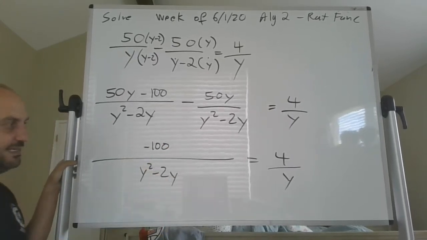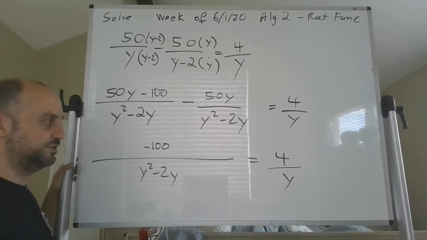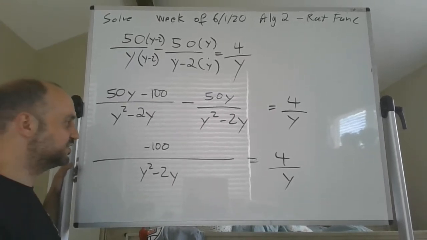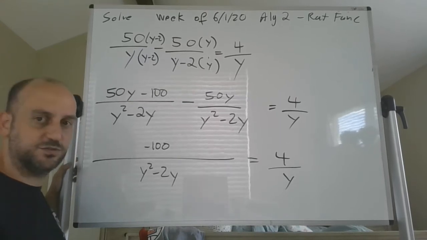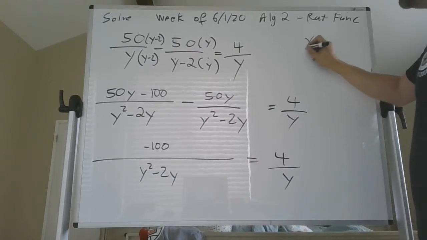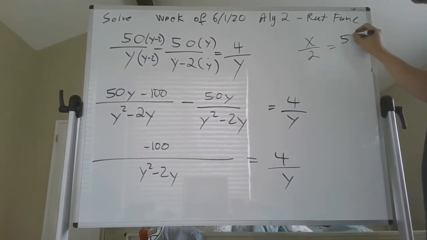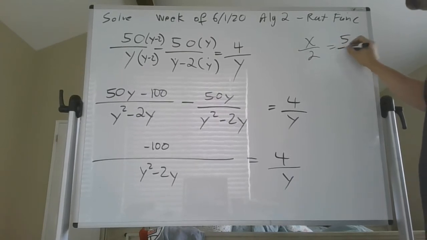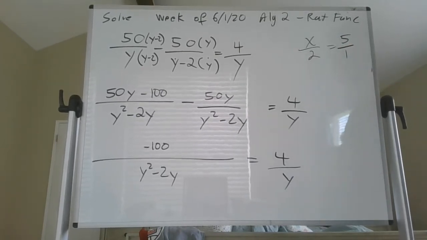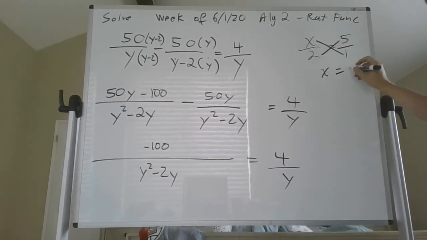I'm left with that. Here's the key now. I have two fractions equal to each other. What do I do to solve two fractions equal to each other? See if you guys can figure this out. If I have x over 2 equals 5 over 1, and I said solve that, simple. Cross multiply. x times 1 is x. 2 times 5 is 10.